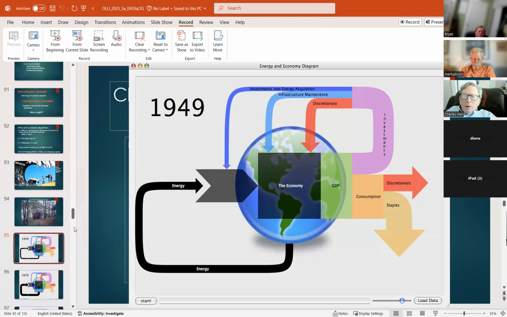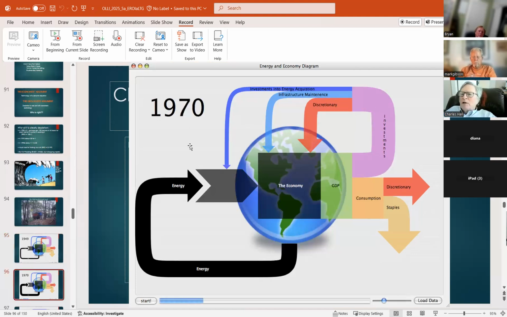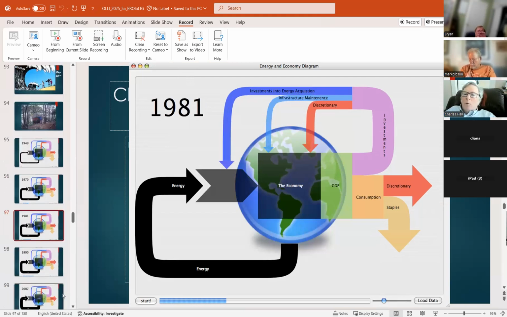Buying something new. So this was for 1949. You can see it's a pretty nice balance between consumption and investments, and lots of discretionary available. By 1970, things had not changed very much. Now, in 1971, what happened was the oil crisis. I don't know if you remember the gas lines and all of that. The price of oil and other energy went way up.